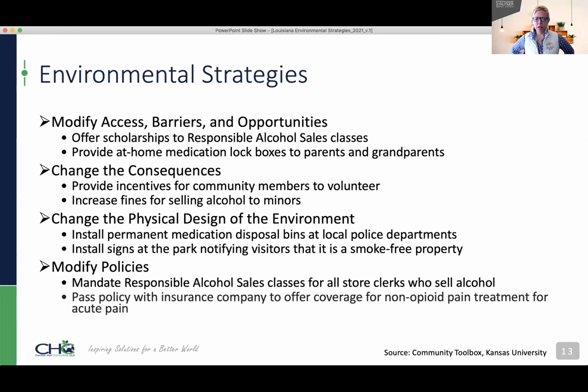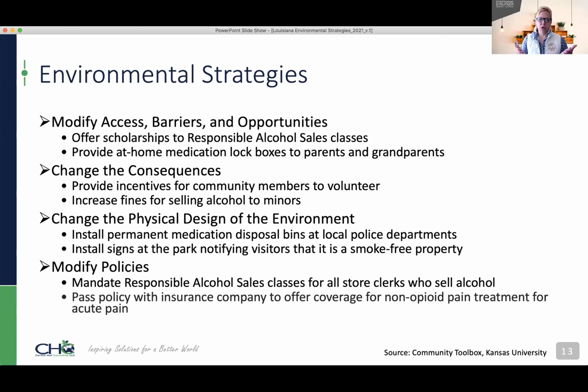We also have the ability to change the physical environment, the physical design of the environment, where we install permanent medication disposal bins so that people have better access so that they can properly dispose of their prescription medications, or installing signs at the park that help patrons recognize that they cannot smoke here. This is a smoke-free environment, and there's a penalty associated with your use of smoking paraphernalia or smoking devices in that park.